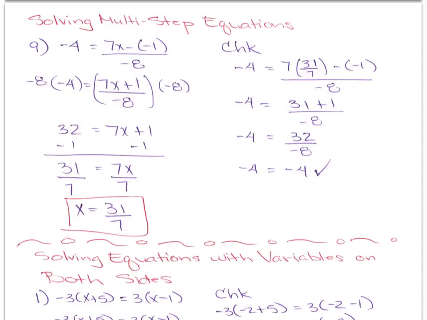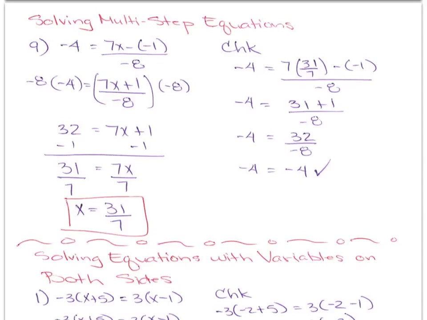Now to check our work, we just plug that in up here. Notice that the 7 in the numerator and the 7 in the denominator would cancel out. You'll be left with 31 plus 1 minus a negative, it'll become a plus 1. That's 32. 32 divided by negative 8 is negative 4. So the left-hand side is equal to the right-hand side. So we know that for problem 9 in multi-step equations, x is equal to 31 over 7.